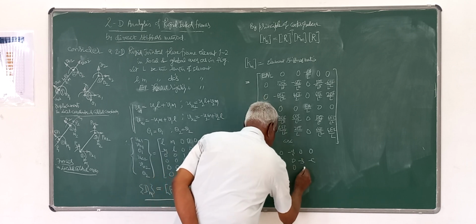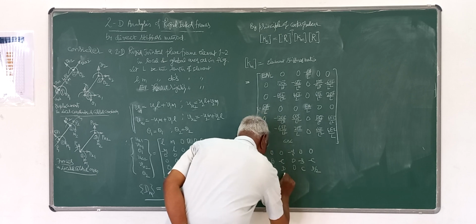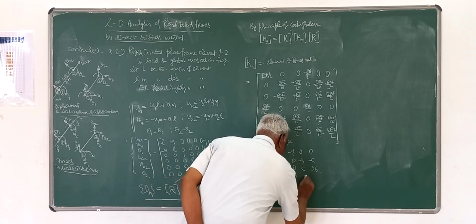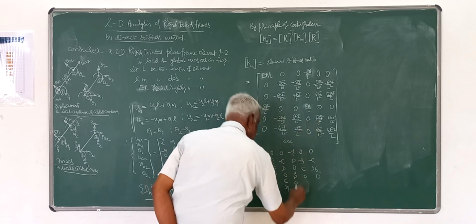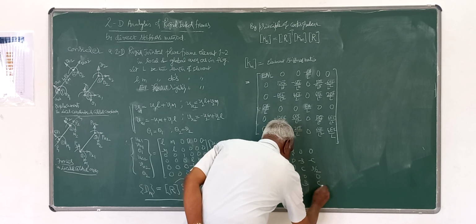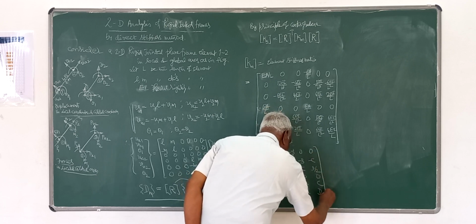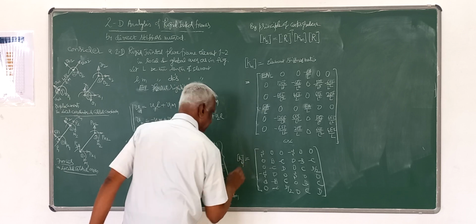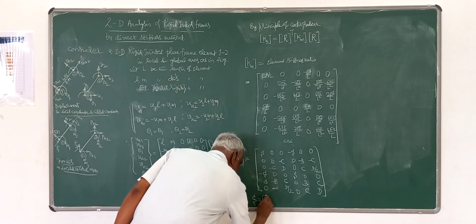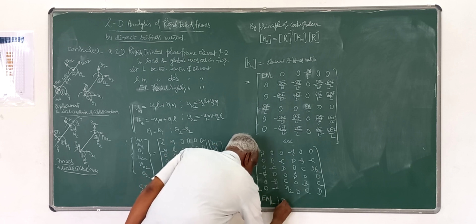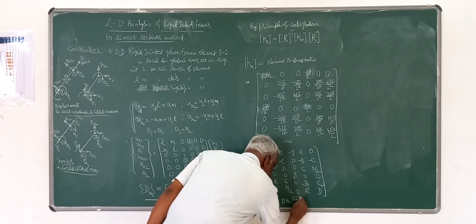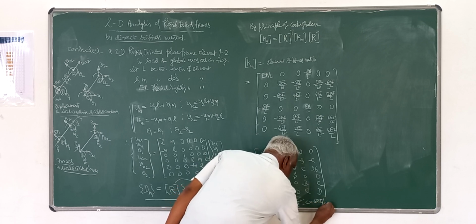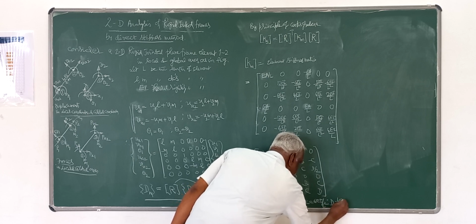This is 0, this is C, this is D by 2. 0, C, D by 2. And this is EA by L, 0, 0, 0, 0. That is 12EI by L cube, B. This is 6EI by L squared, C, C, D. So you can remember this member stiffness matrix in this fashion, where this S is nothing but EA by L and B is nothing but 12EI by L cube. C is 6EI by L square and D is 4EI by L.